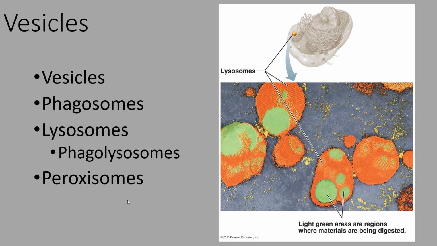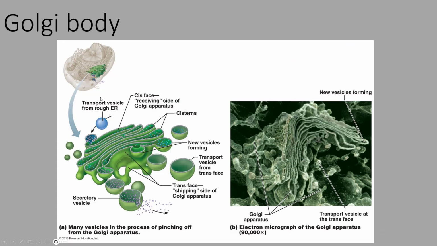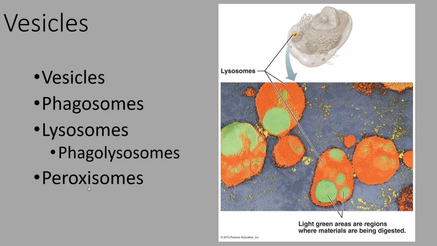Vesicle is kind of a generic term. It's just there inside the cell. It's a little bubble, a little package that contains something. But there are different types of vesicles. The ones we've been discussing so far are called transport vesicles. They come from the rough ER to the Golgi, or from the Golgi off to some other point in the cell. So transport vesicles are just generic vesicles that carry something around the cell.